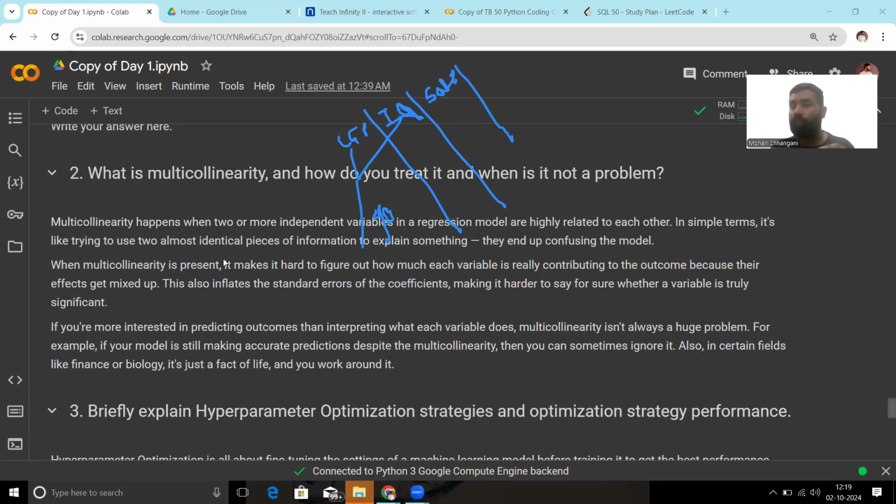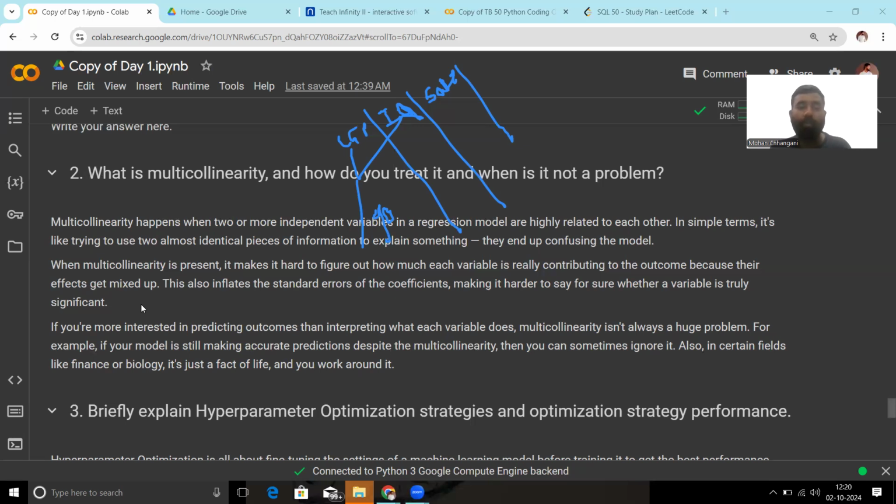Let me give an example so you can easily understand. Suppose we create a project, and two colleagues have the same field and the same skill set. When someone asks who contributed the most to the project, both my friend's skills and mine match, so we get confused about who contributed the most. That is the situation where multicollinearity happens in a model. This is the multicollinearity concept.